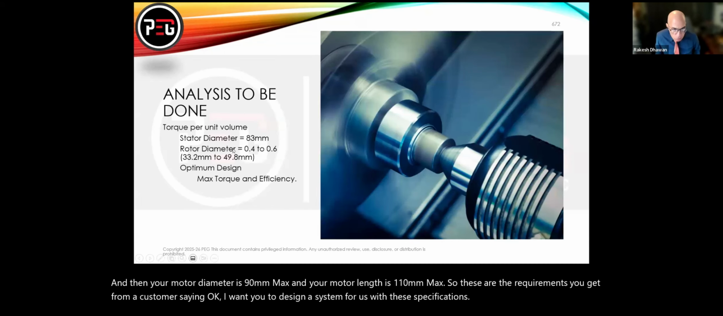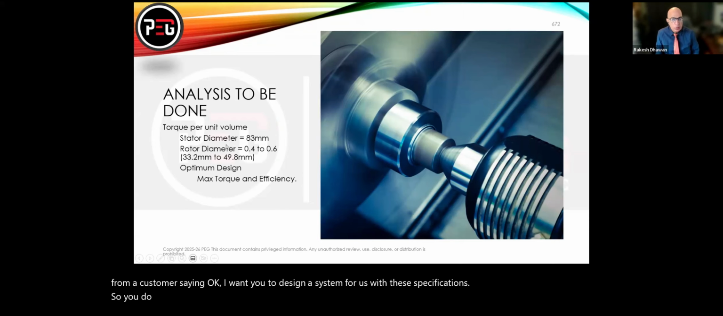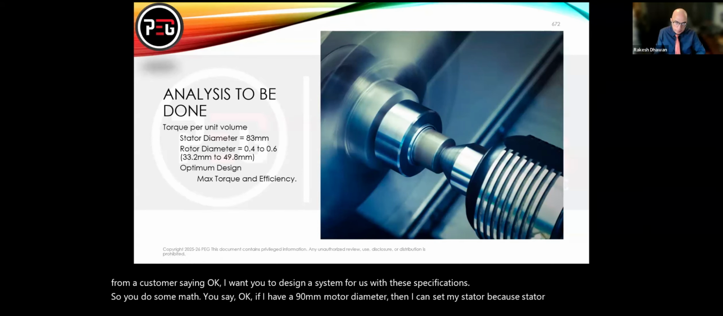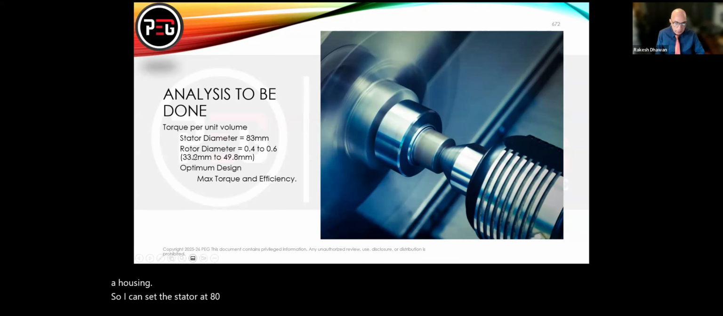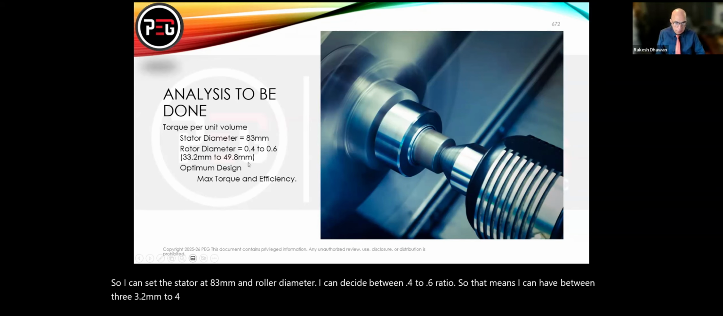Now, you do some math. You say, okay, if I have a 90 millimeter motor diameter, then I can set my stator, because stator also has to have a housing, at 83 millimeters, and rotor diameter I can decide between 0.4 to 0.6 ratio. That means I can have between 33.2 millimeters and 49.8 millimeters.